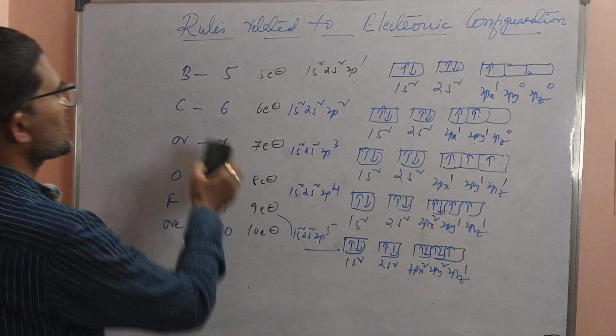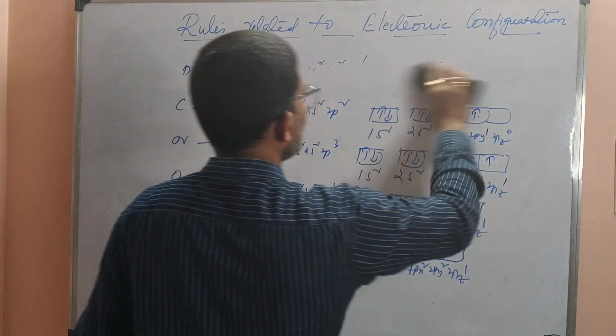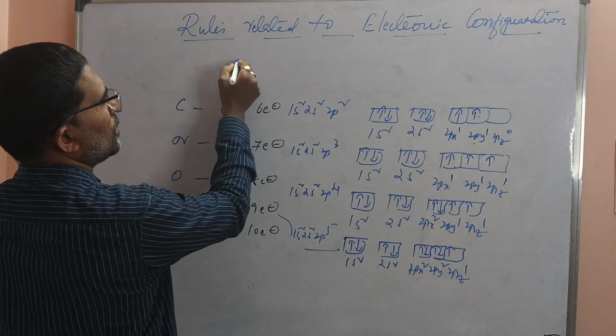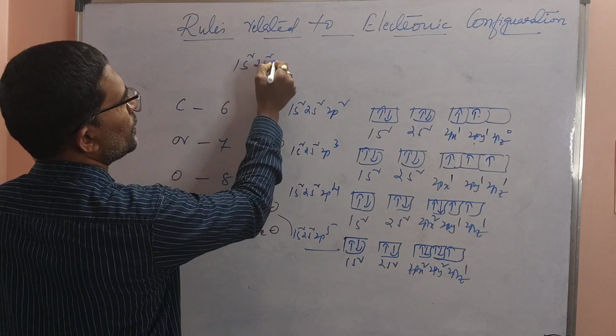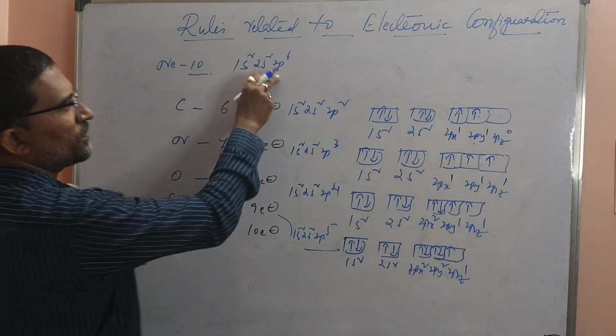And next you can go with neon, in the same fashion. Neon's atomic number is 10. It contains 10 electrons. The configuration is 1s2, 2s2, 2p6. Atomic number is 10, 10 electrons are there, and the configuration is this.